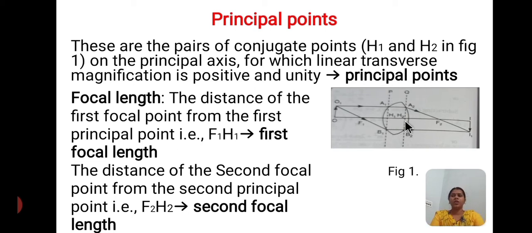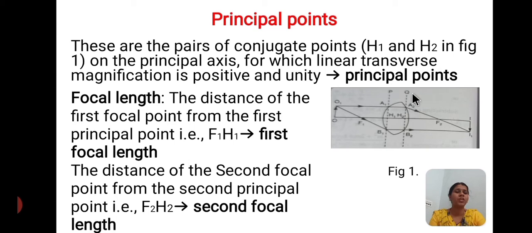Now, transverse magnification is the ratio of image length to object length, where this one is an object and this one is an image, measured in the plane perpendicular to the optical axis. That we call transverse magnification. And the transverse magnification is positive and is 1. So that we call a principal point.